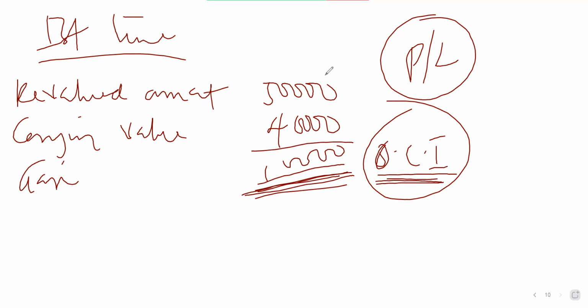So assuming the revalued amount was the 40,000 rather, and this was the 50,000. What are we going to have?